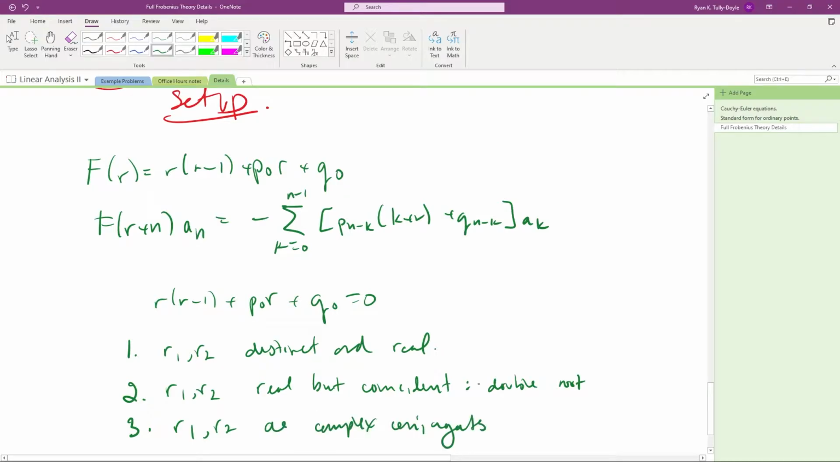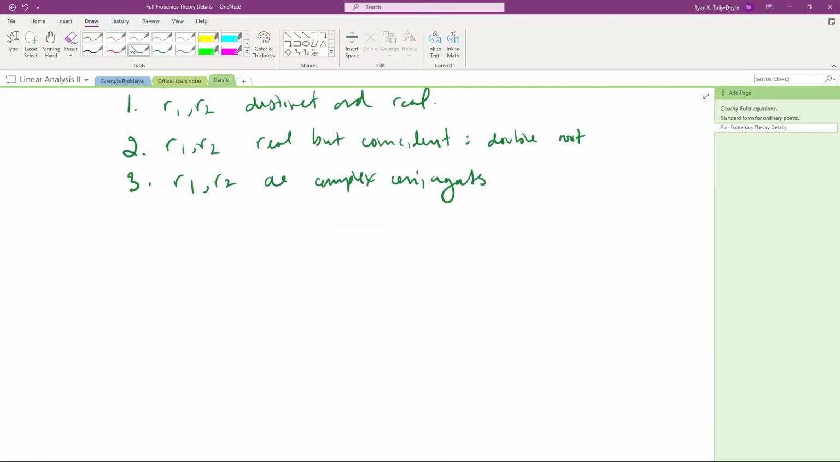We know that if they're complex, they have to be complex conjugates because the coefficients of the equation that defined them are real. If r1 and r2 are distinct and real, we're going to make the assumption that r1 is greater than r2. In fact, even if they're coincident, we can always write r1 greater than or equal to r2 so that we can be consistent. So in either one of these cases, we're going to consider r1 to be the larger of the two roots.